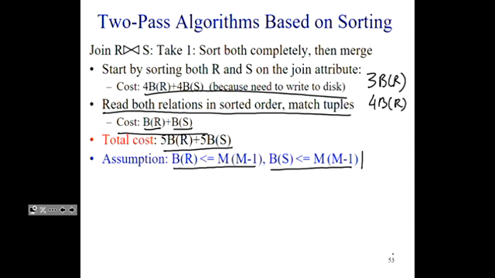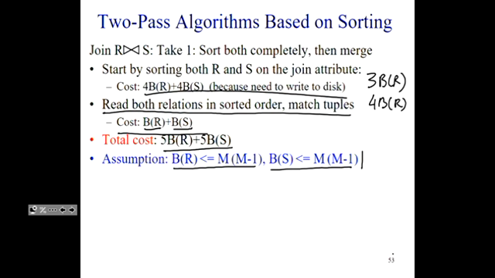So firstly, is the algorithm clear? The algorithm basically says, I'm going to first take R and sort it, then take S and sort it, and then read them in sorted order and do a merge, and I'm done. So where do these constraints come from?